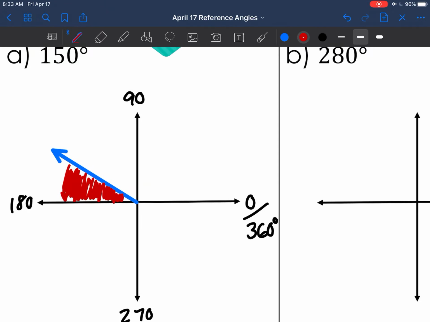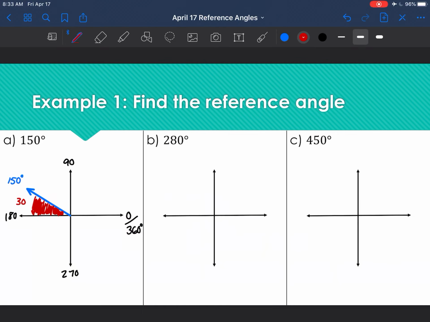Well, the one that I drew here is 150 degrees, and the reference angle is how many degrees it goes from the one that I drew to the 180. So how many degrees is that one then? The reference angle has to be 30 degrees because 150 plus 30 gets you to 180. So you would write that the reference angle is equal to 30 degrees. Just keep in mind the rules. It has to be less than 90, and no matter what, it's always positive.